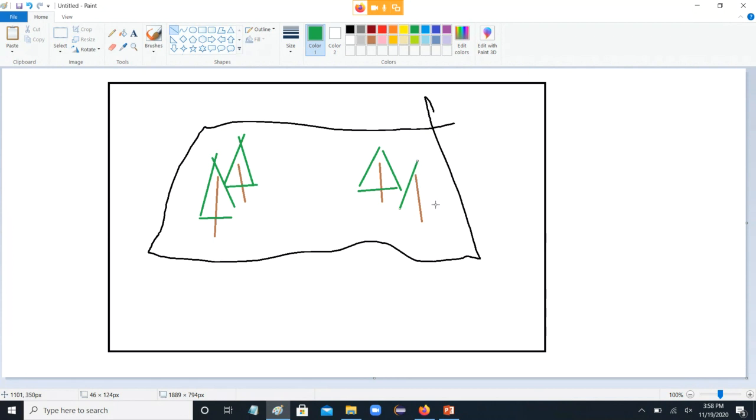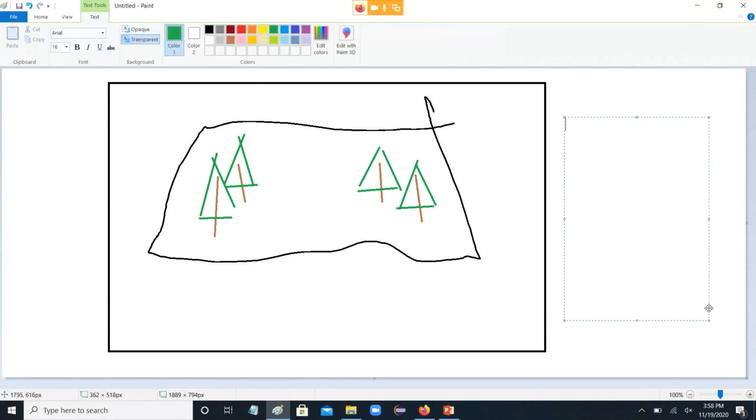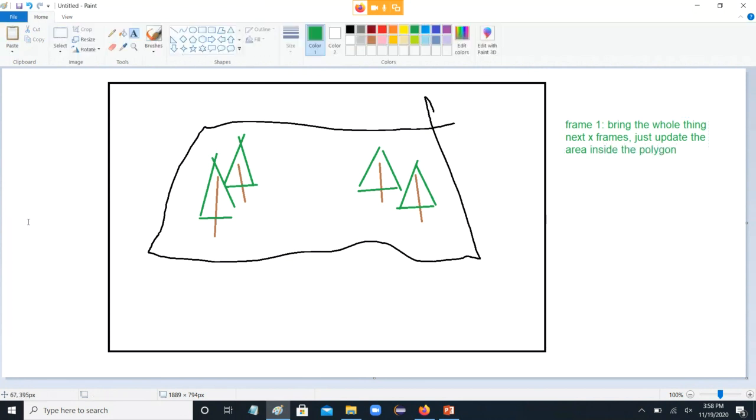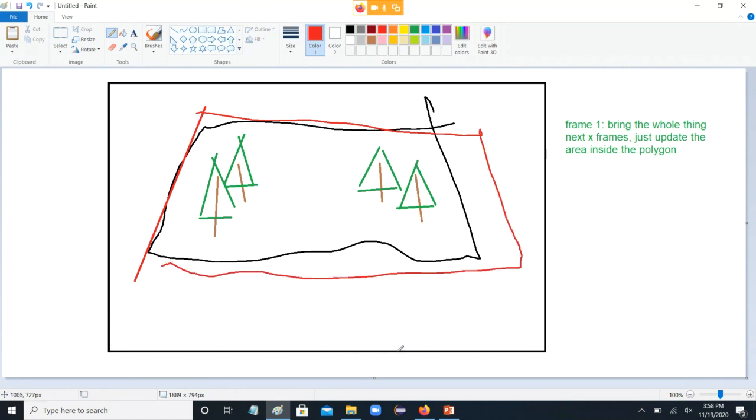They're going to move relative to each other, but what isn't going to move is the rest of the stuff in the car, right? So this part here, inside the windshield, is the only stuff that needs to change on the video. And there'll be some polygon that says, frame one, bring the whole thing. Next, X frames, just update the area inside the polygon, right? So they'll say the only thing that's going to change is stuff inside this area. And then everything else on the outside, you don't have to send data for this.